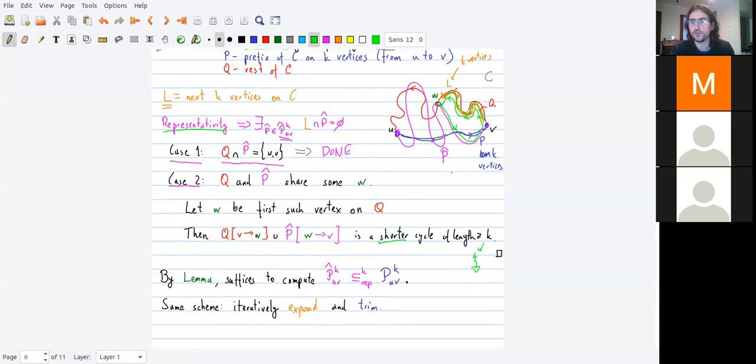Are there any questions about this proof? Maybe you can put a +1 if you're happy with it.